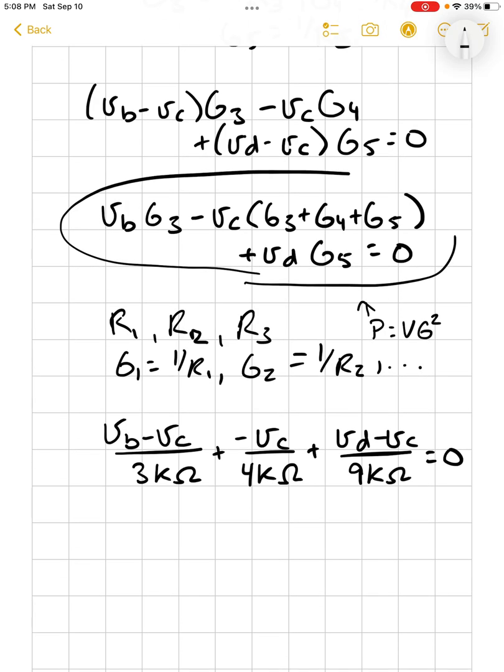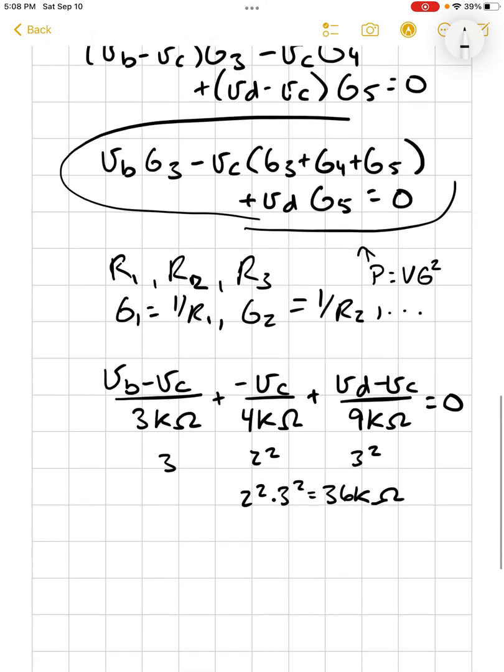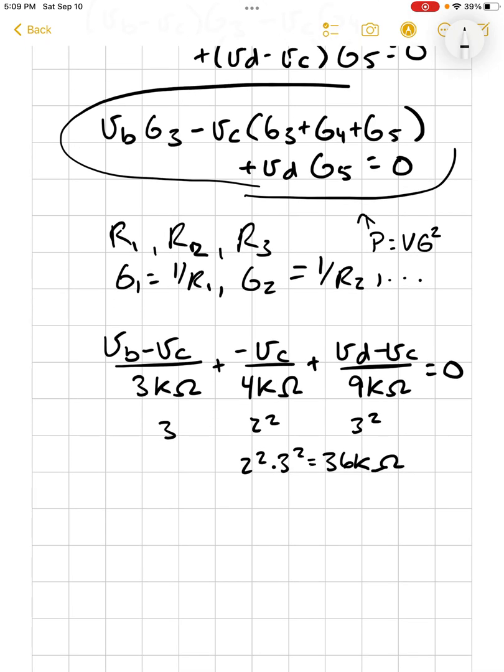And I look, my common denominator. Well, this is 3, this is 2 squared, this is 3 squared, so my common denominator is going to be 2 squared times 3 squared, so that's 4 times 9, which is 36 kiloohms. So I'm going to multiply the whole equation by 36 kiloohms.